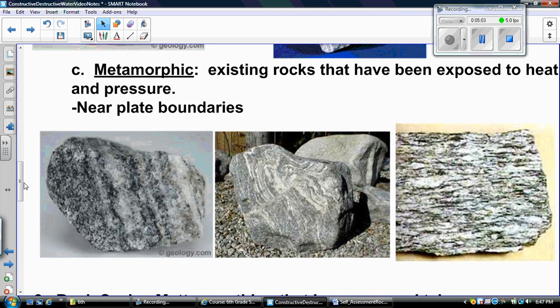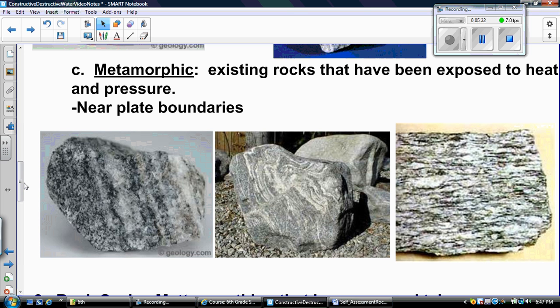The third type of rock, and yes, we're still on number 2, 3 types of rocks, is metamorphic rock. Metamorphic rocks form from existing rocks, either igneous or sedimentary, that have been exposed to heat and pressure. This happens a lot near plate boundaries, and we'll get into plate boundaries a little bit later on. But metamorphic rocks have to be exposed to heat and pressure. That's only going to occur where plates, where the surface of the Earth's crust has been cracked.